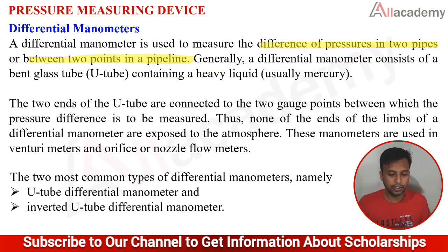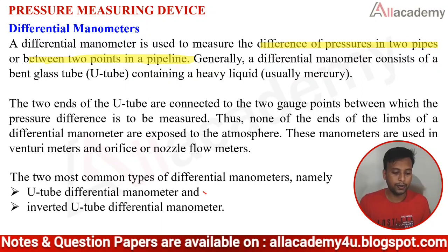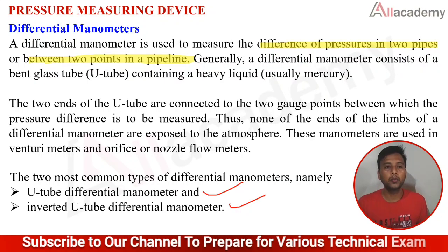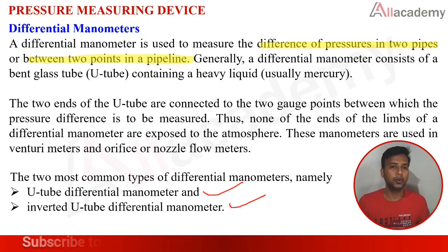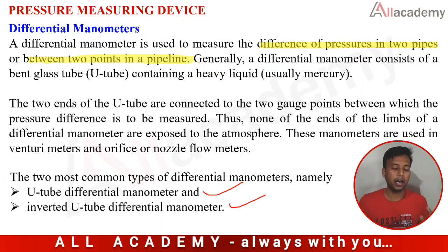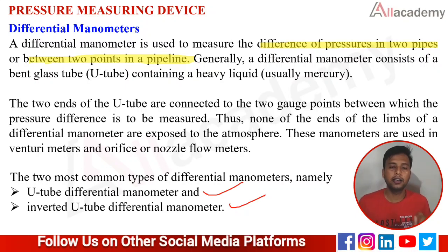Now these differential manometers are classified into two types. One is the U-tube differential manometer and the other is the inverted U-tube differential manometer. So we come across two types of manometers: the U-tube differential manometer and the inverted U-tube differential manometer. Let us discuss these in detail now.